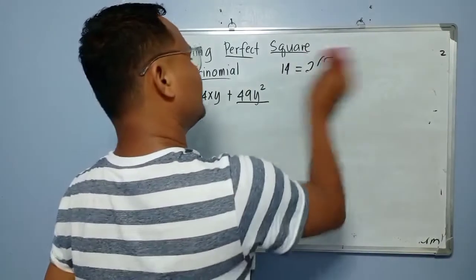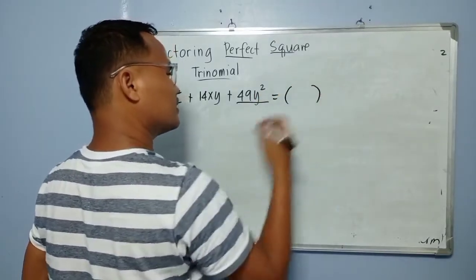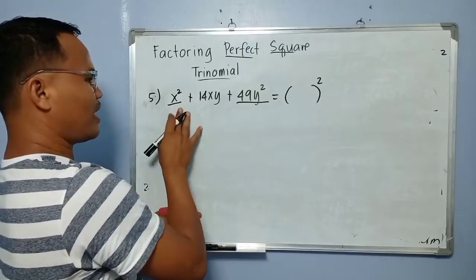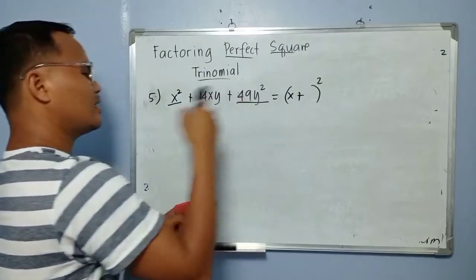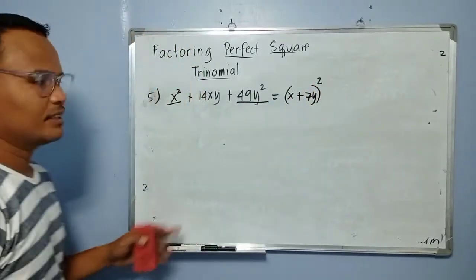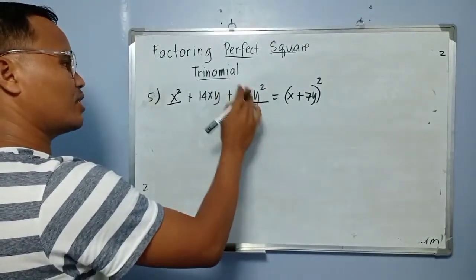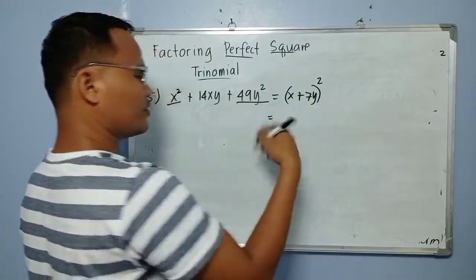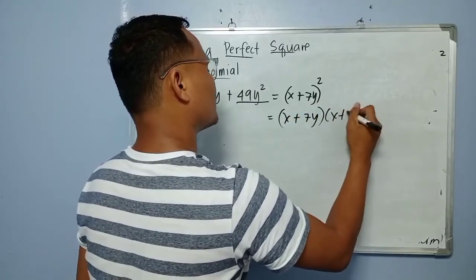Okay. Now, we can factor this one by creating a square of a binomial. The square root of x squared is x. Copy the plus sign. The square root of 49y squared is 7y. The third term is 49y squared, so the square root of 49 is 7, and the square root of y squared is y. Now let us write this in factors: x plus 7y times x plus 7y.